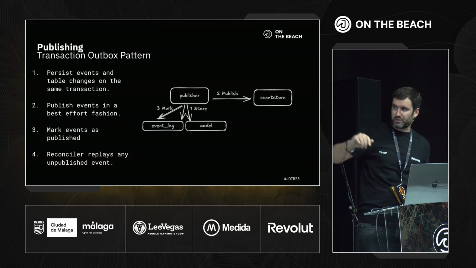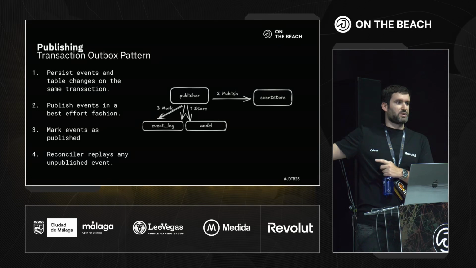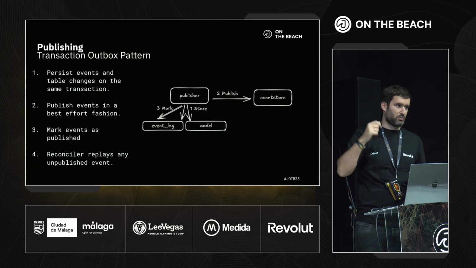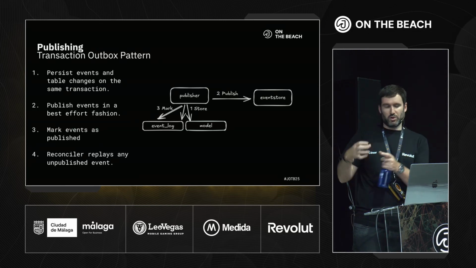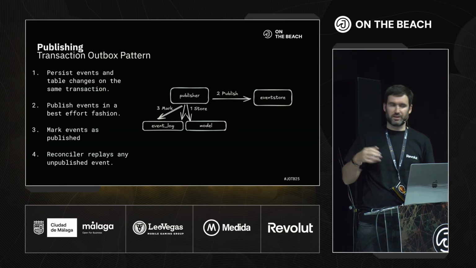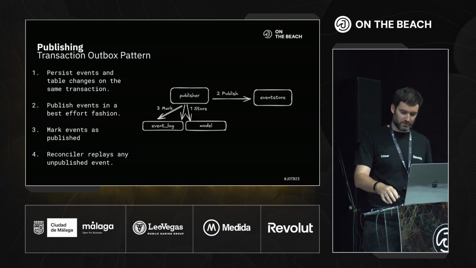And then, well, the step 3 that I just skipped: whenever we get acknowledgement from the event store that the event is persisted, we will go back and mark it, because this event log, apart from having the actual event serialized, also has a Boolean column that indicates whether the event is acknowledged or not. And based on that, we will keep retrying.